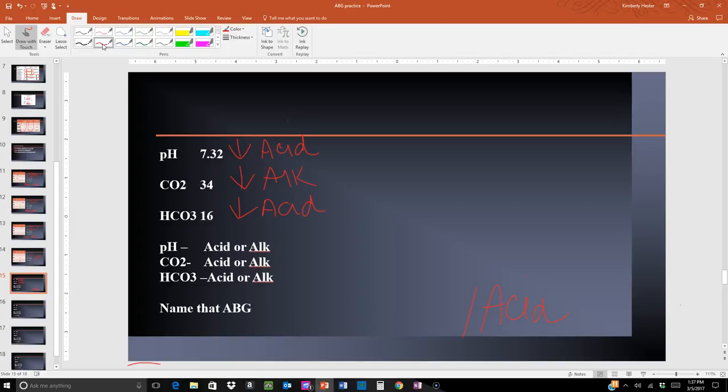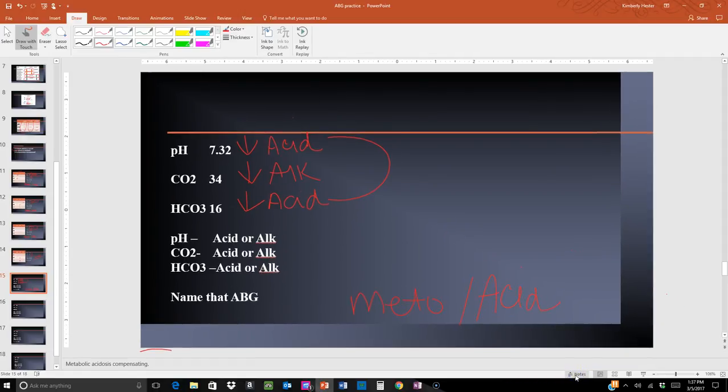So what do we think this ABG is? We know the pH is acidosis, so it looks to me like metabolic acidosis. So let's check and see. So a metabolic acidosis, and the answer here says that it's compensating. So why do we think that this is compensating? It's compensating because we can see that the body is trying to lower the CO2. It's trying to lower that CO2 in order to help normalize this pH level.